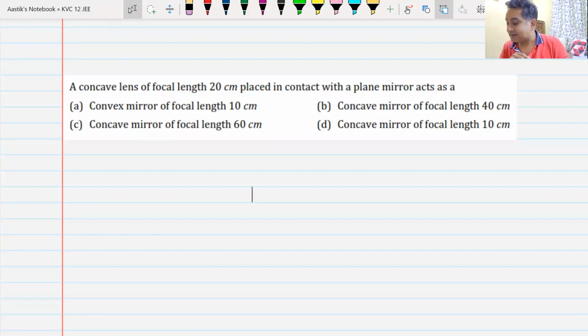A concave lens of focal length 20 centimeters is placed in contact with a plane mirror. How does it act? This question has come in one of the JEEs.